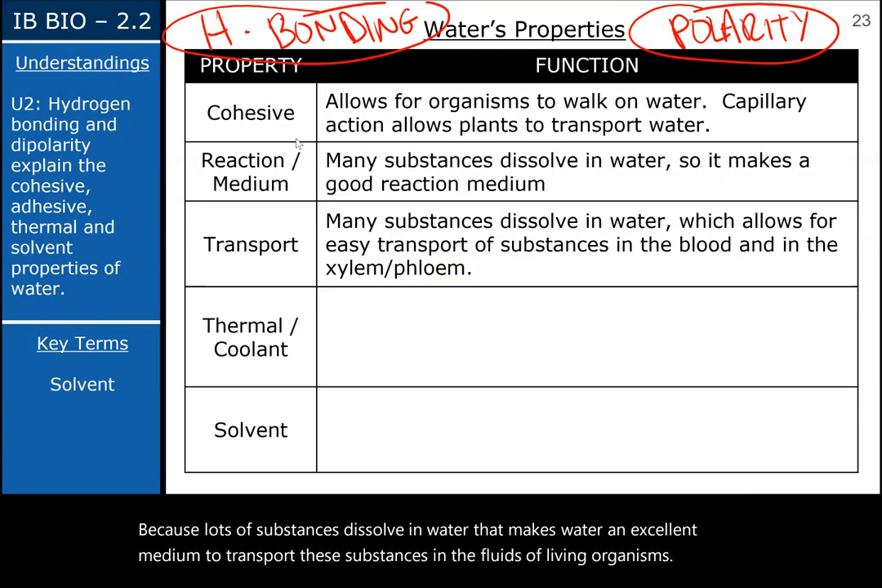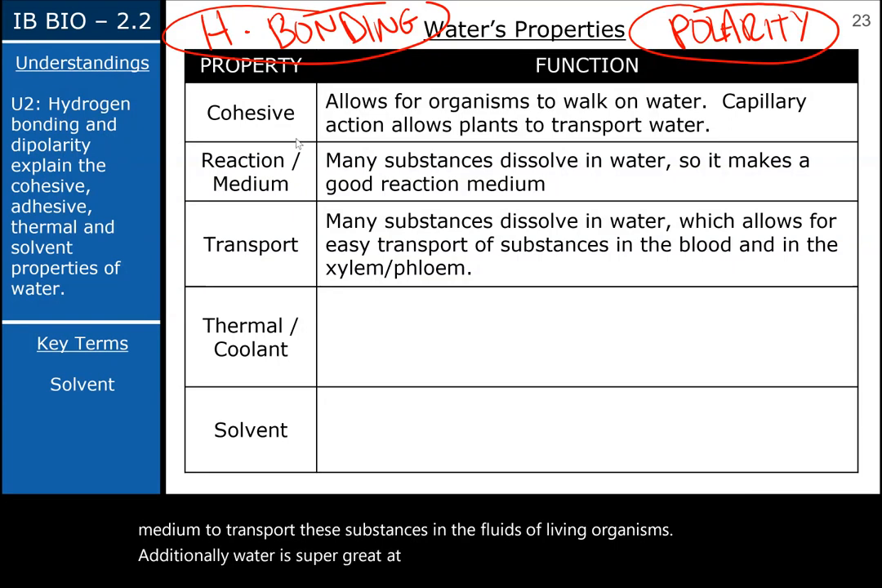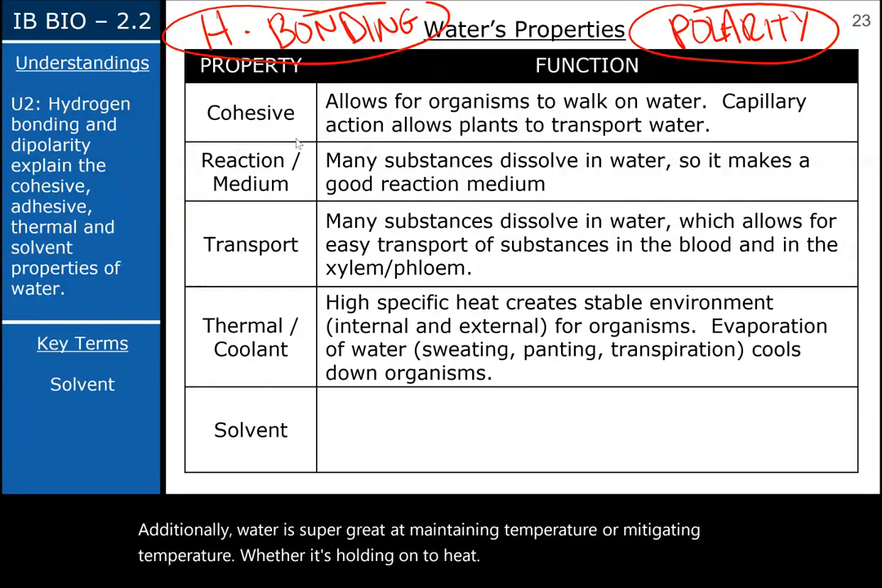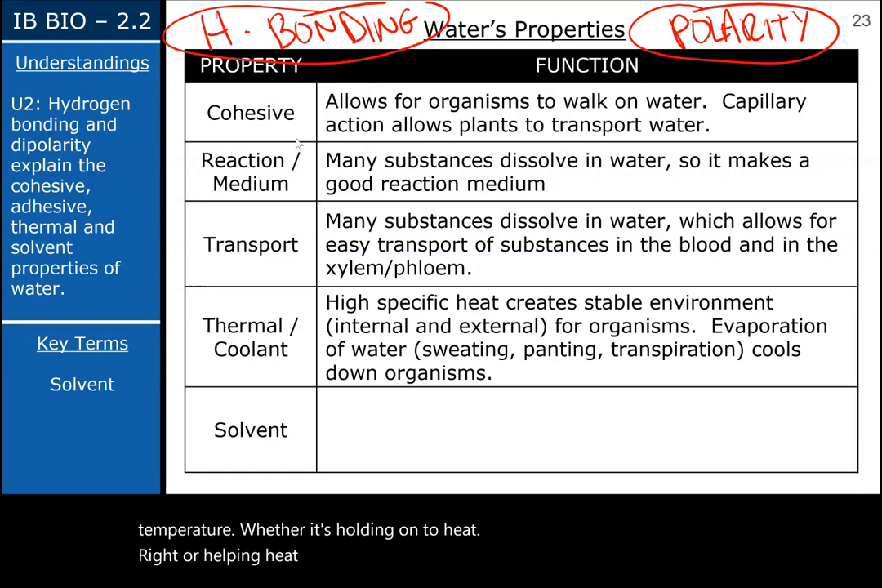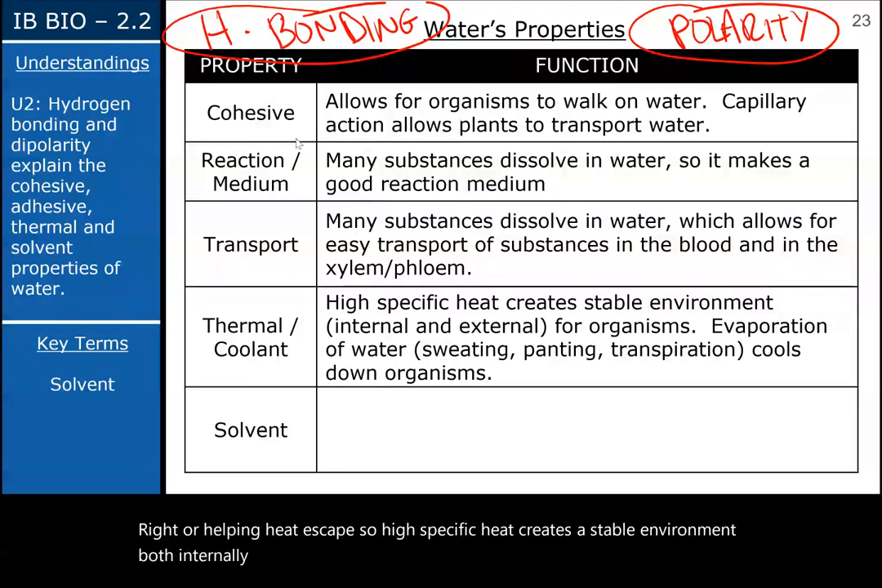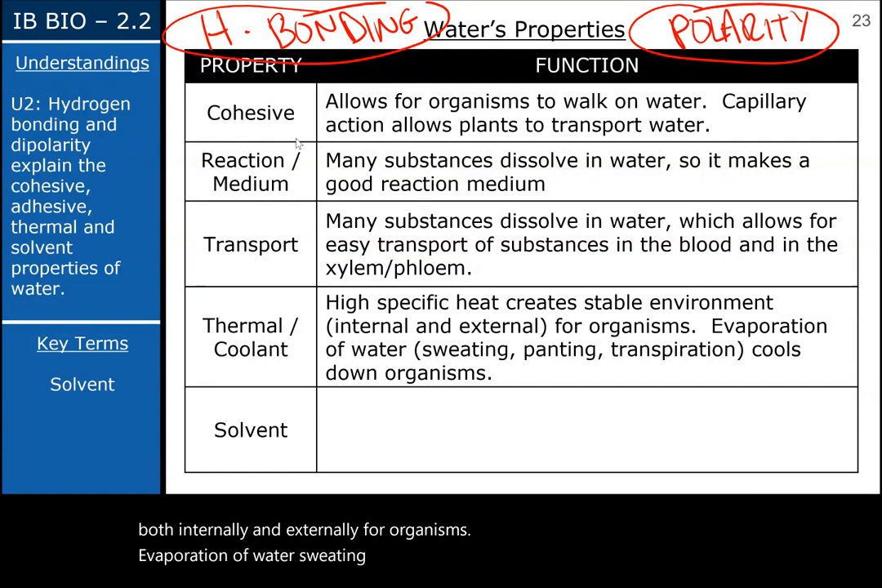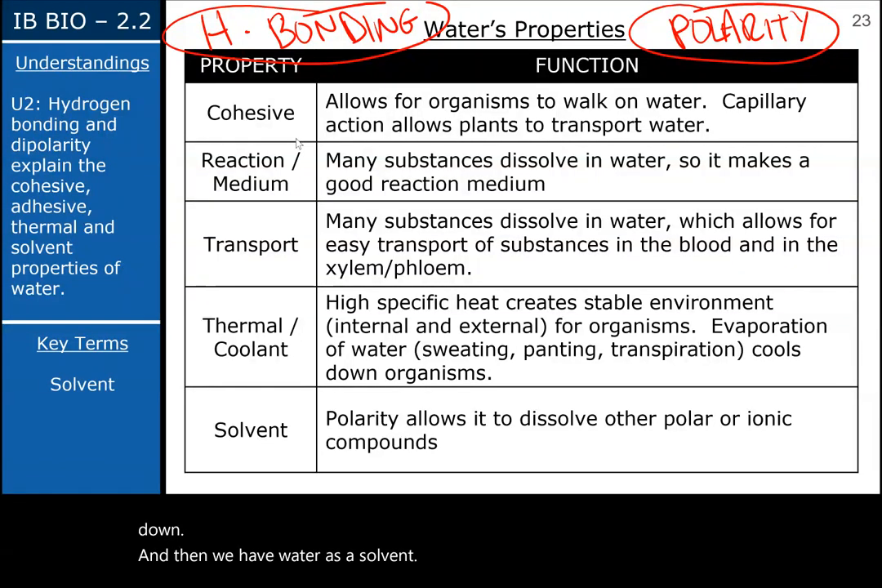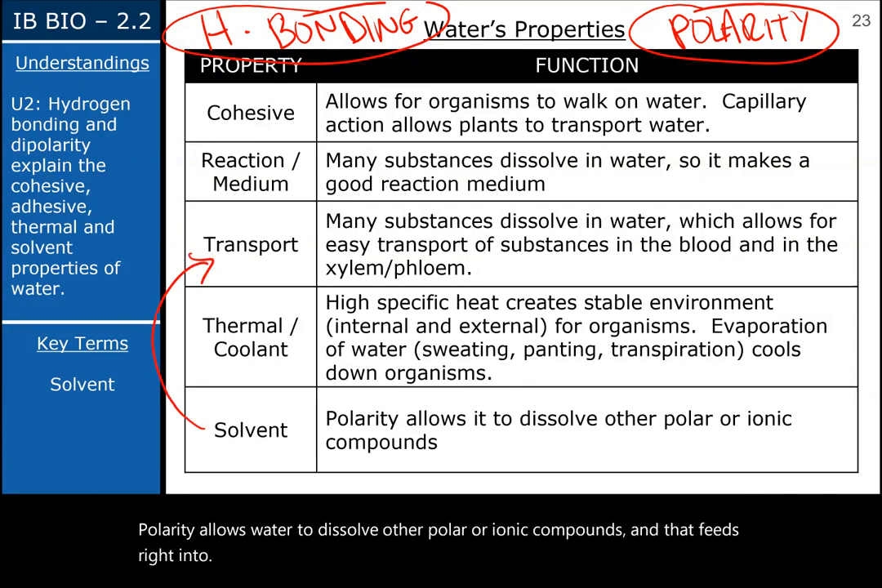Additionally, water is super great at mitigating temperature, whether it's holding on to heat or helping heat escape. So, high specific heat creates a stable environment both internally and externally for organisms. Evaporation of water, sweating, panting, and transpiration helps cool organisms down. And then we have water as a solvent. Polarity allows water to dissolve other polar or ionic compounds, and that feeds right into transport, like we said.